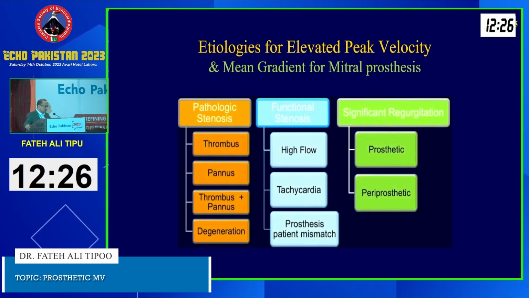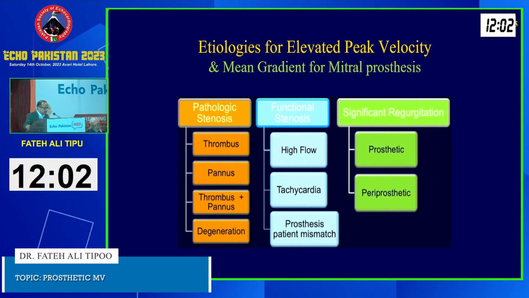So if you find increased velocity and a raised mean gradient, then what could be the cause? These are the different causes of increased velocity or mean gradient. Number one is pathological obstruction, which may be because of thrombus, pannus, or degeneration. The other possibility of increased velocity and gradients is functional stenosis.